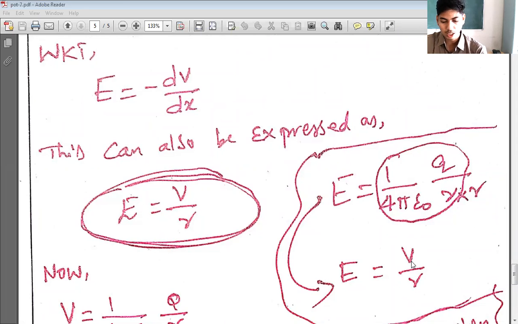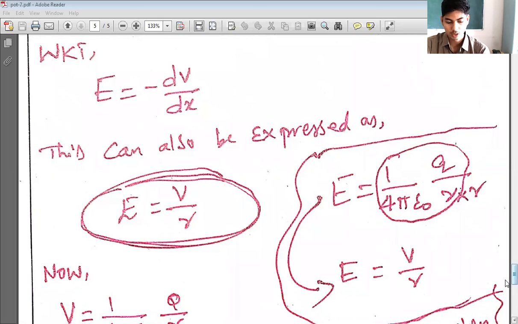When you are given potential, you can calculate electric field. When to use this: only when potential is given at a point. If V is given as a function of distance, like V is equal to 4x square plus 3y, use E is equal to minus dV by dx. When you are given potential at a point and asked to find electric field, use E is equal to V by R. Electric field is equal to electric potential divided by distance.